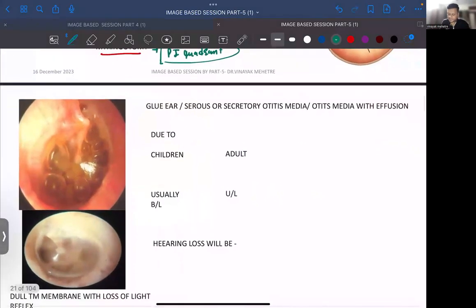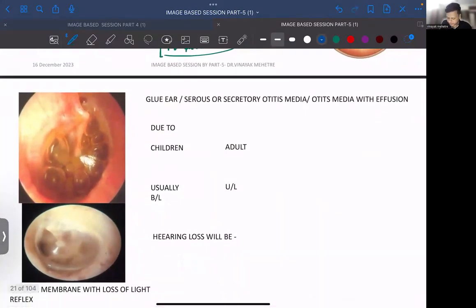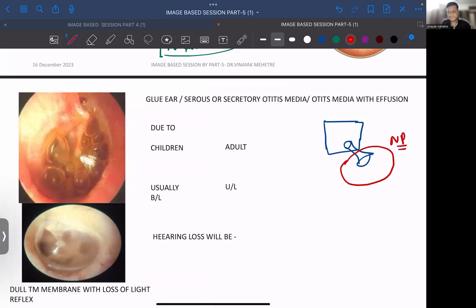How? We will draw the same diagram again. Middle ear connected with what? Eustachian tube. कहाँ पर? In the nasopharynx. Nasopharynx में connected होता है, right? Now patient is having a mass in the nasopharynx, for example, nasopharyngeal carcinoma.